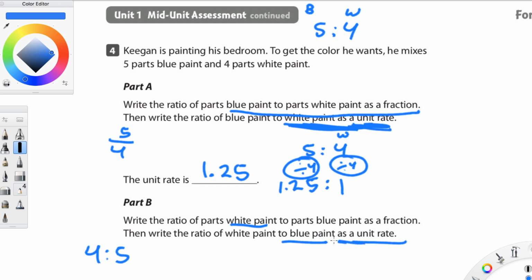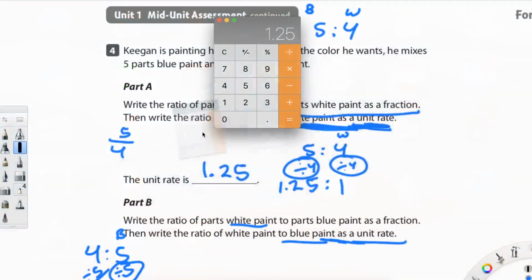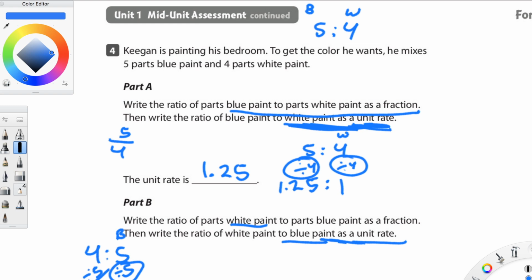So I need to find out how much 1 is. Unit rate, how much 1 is for the blue paint. So for the blue paint, I need to figure out how much 1 is. So I'm going to divide by 5 to get 1. And for this 4, I need to do the same thing. Divided by 5. So what is 4 divided by 5? I hope you guys can see that. It's 0.8. Let's zoom out a little bit.